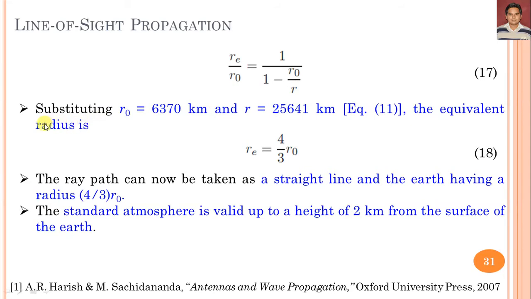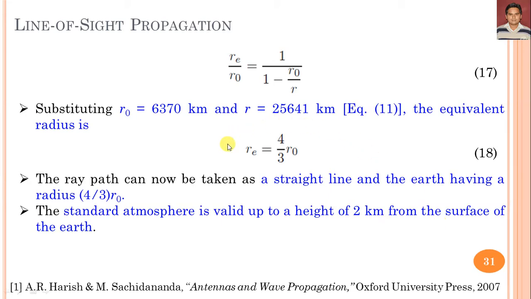In that case we can calculate the equivalent radius, which is r equal to 4 by 3 r naught. So we can say the ray path can now be taken as a straight line and the earth having a radius 4 by 3 r naught. In that case the ray path can travel in a straight line. The standard atmosphere is valid up to a height of 2 km from the surface of the earth.